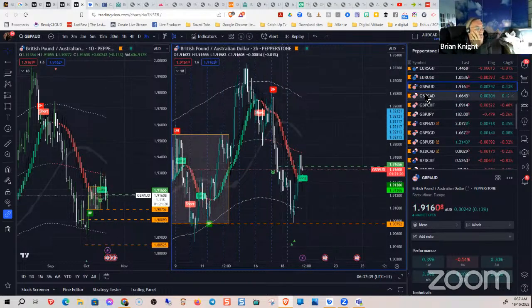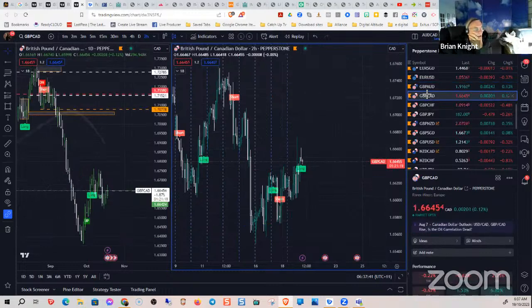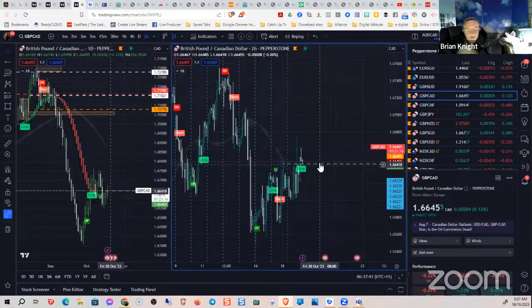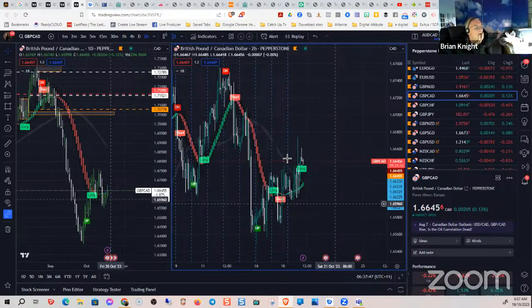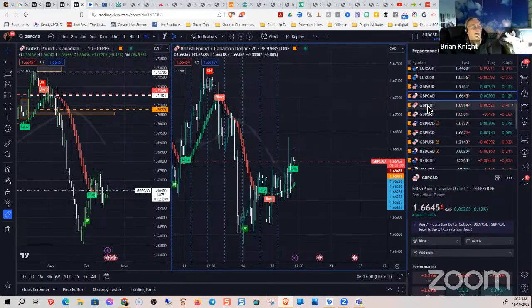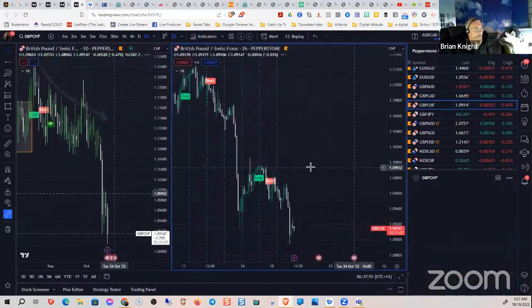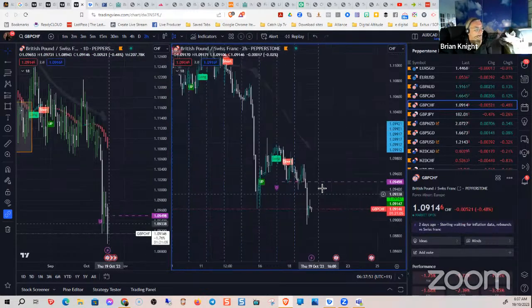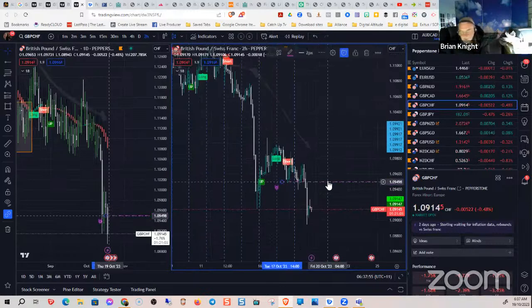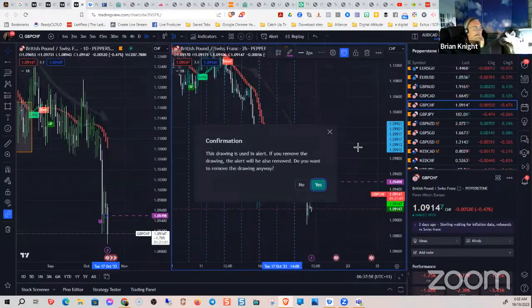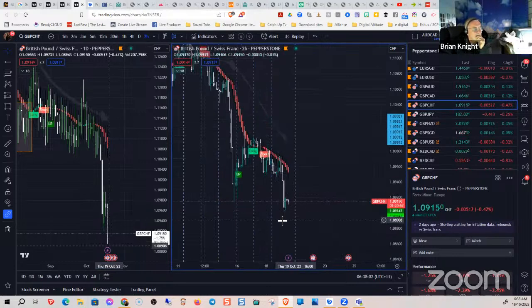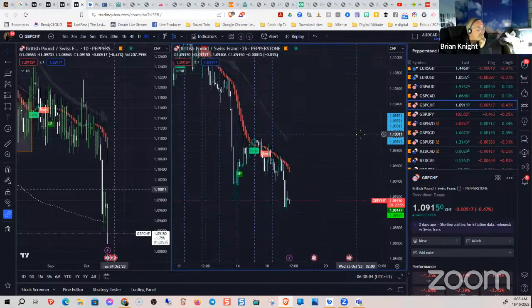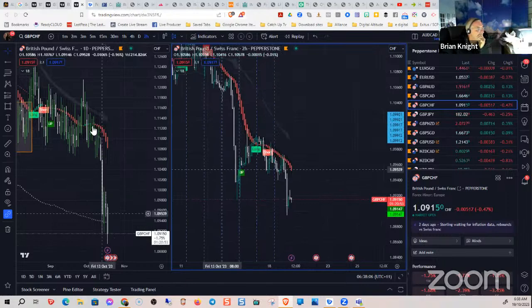Okay, GCAD. Oh, get rid of that bloody thing. Look at that. Could have gone in there too. Anyway, wait for the pullback, get into the buy. GBP CHF. No, this is for sell. Wait for the pullback, get into the sell. All right, and I'll need to break this down here. Look at this in the daily.